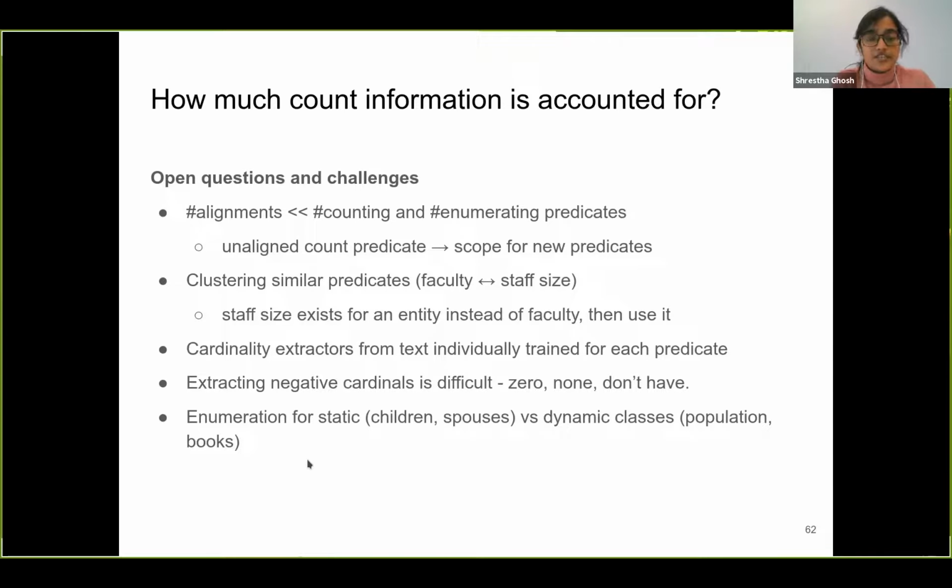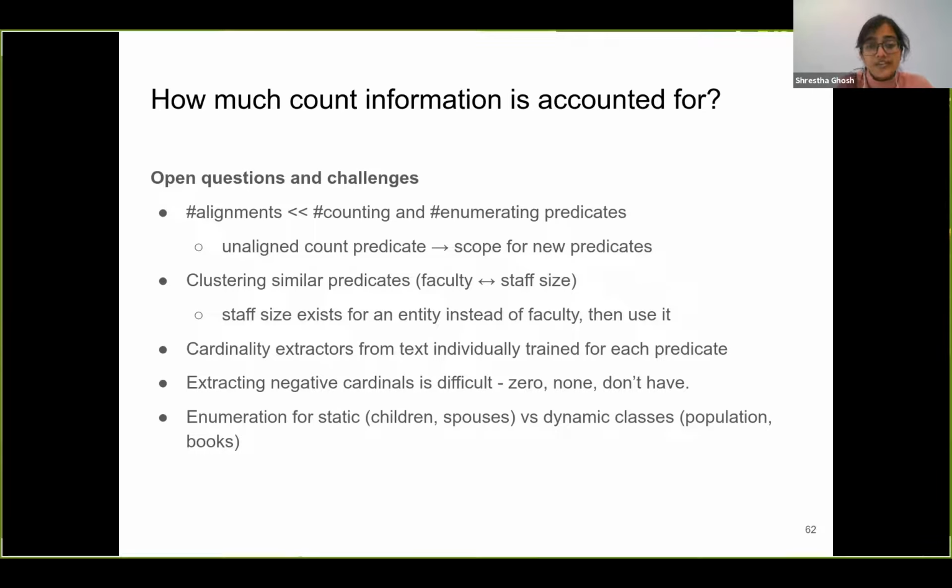Cardinality extractors for text work for single predicates. So each time you come across another new counting predicate that you want to extract counts for, you need to train your model on new data. Extracting negations is difficult, so it's easier to just look for cues in the text, but you have more on this coming up in Hiba's part.